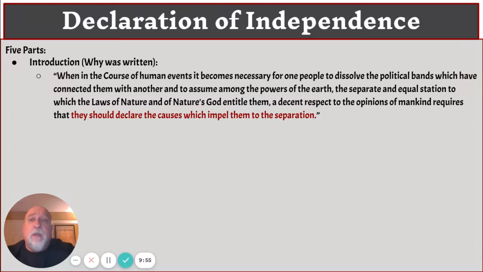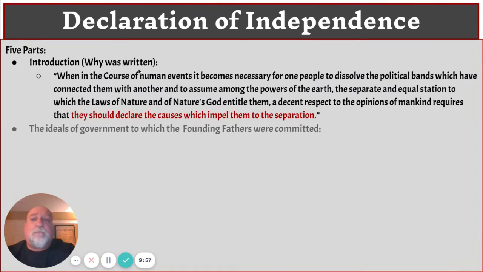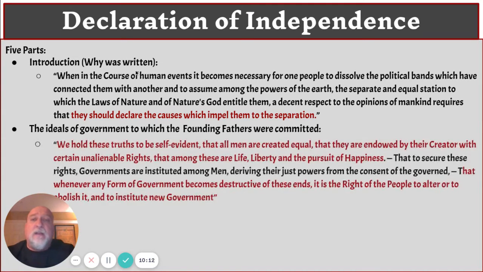That's what that means. The second part says these are the ideals of which we want to form our new government. This is our ideas on which we're committed to. This is actually a really important piece. In this piece, Jefferson writes, "We hold these truths to be self-evident, that all men are created equal, that they are endowed by their Creator with certain unalienable rights, that among these are life, liberty, and the pursuit of happiness."